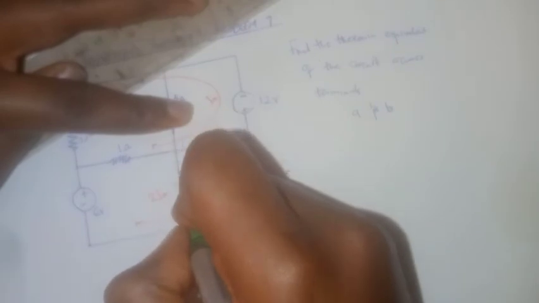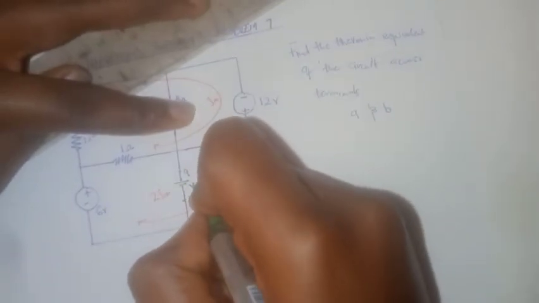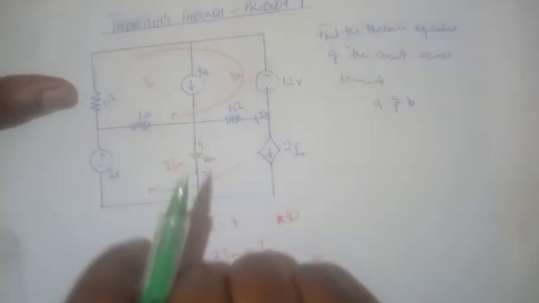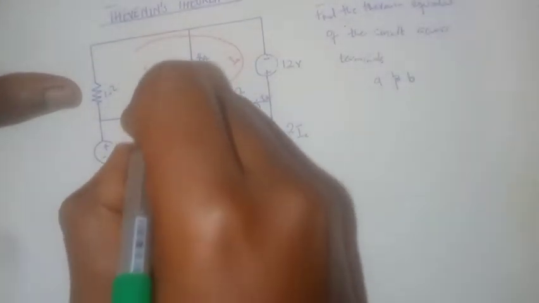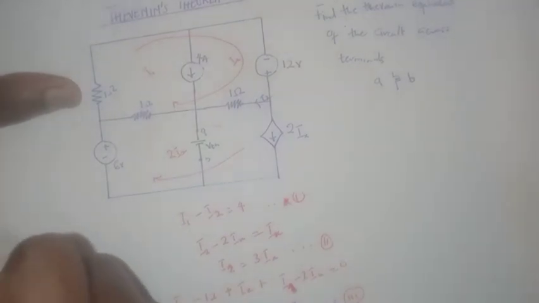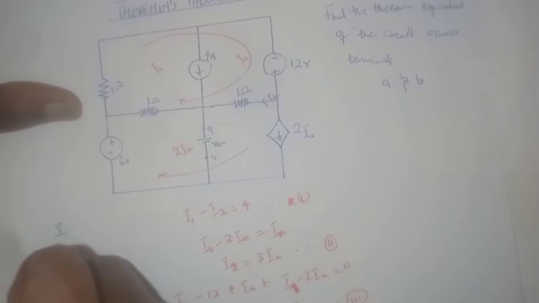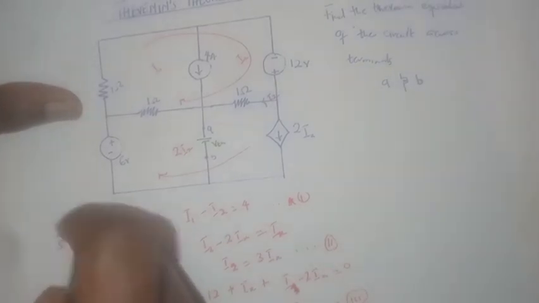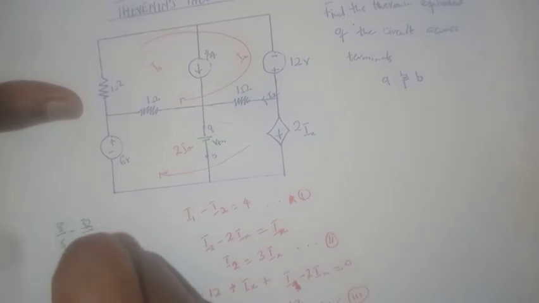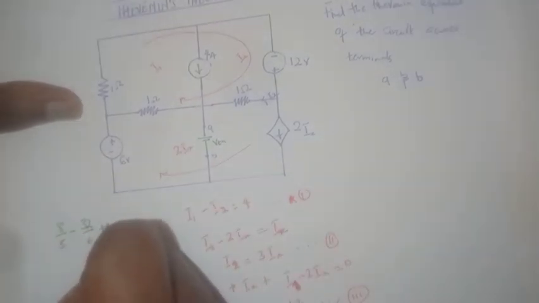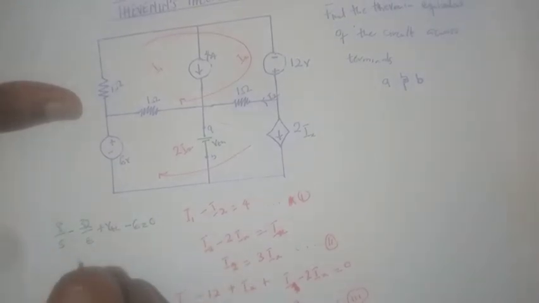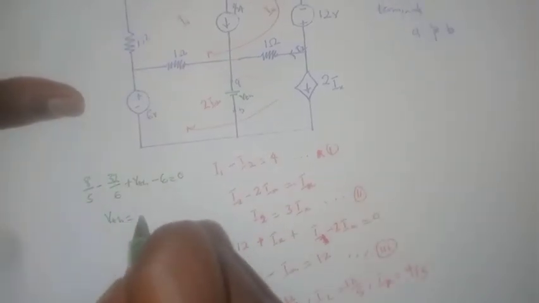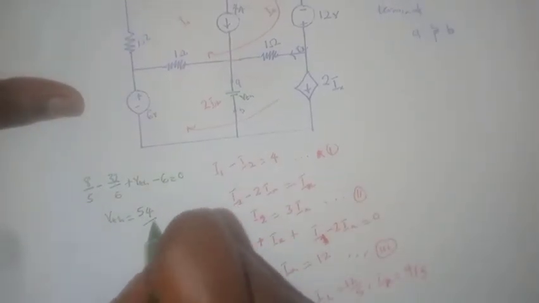The next thing to do would be to connect a voltage source across these terminals, and that will be your Vth, and then you can write a KVL equation in this loop. So it will go like this. We have 2Ix minus I1, that will be 8 over 5 minus 32 over 5 plus Vth minus 6 equals 0, and with that we have that Vth is equal to 54 over 5.